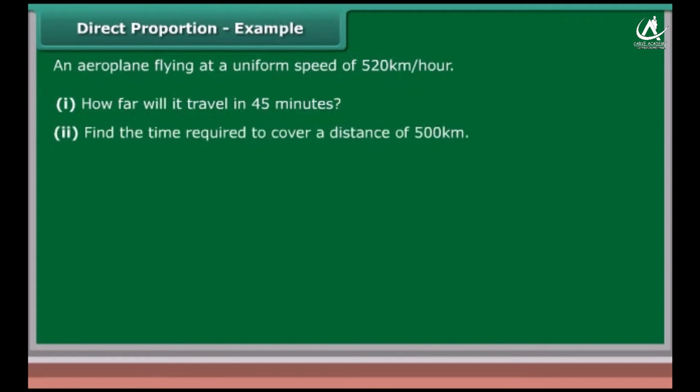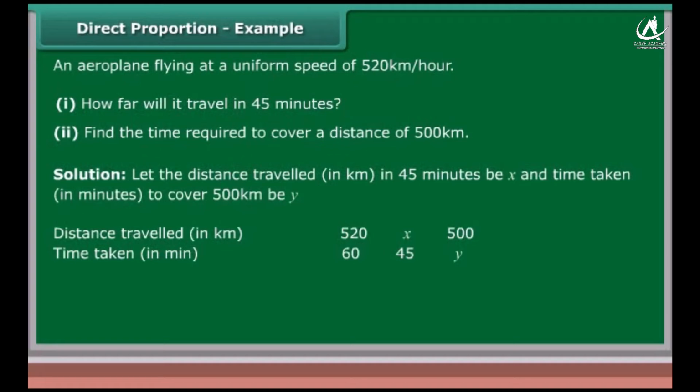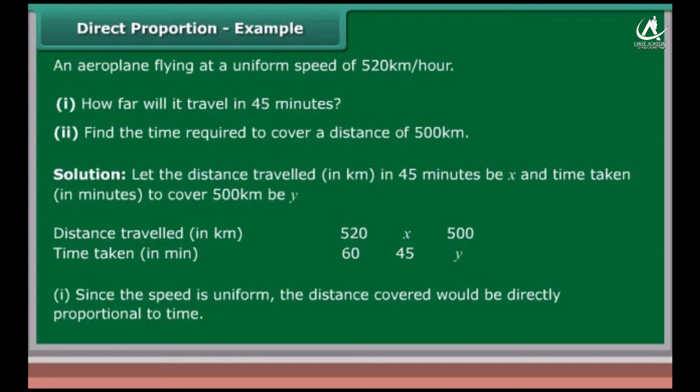Example: an airplane is flying at a uniform speed of 520 kilometers per hour. How far will it travel in 45 minutes? Also find the time required to cover a distance of 500 kilometers. Solution: let the distance traveled in kilometers in 45 minutes be x and the time taken in minutes to cover 500 kilometers be y. Since the speed is uniform, the distance covered would be directly proportional to time.